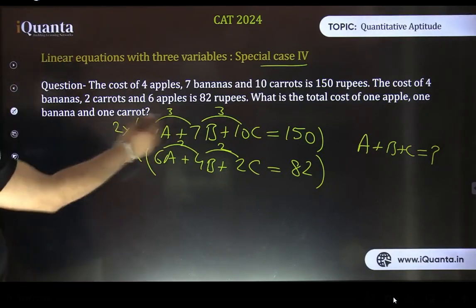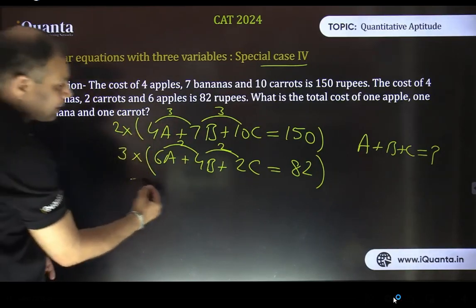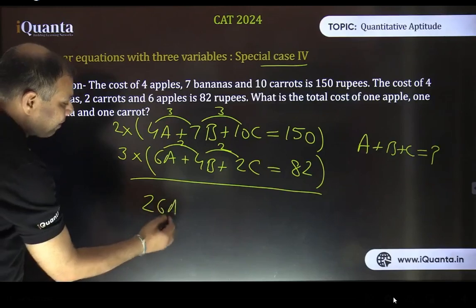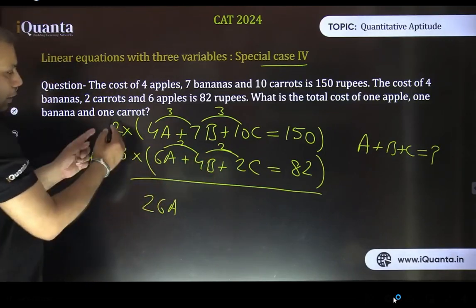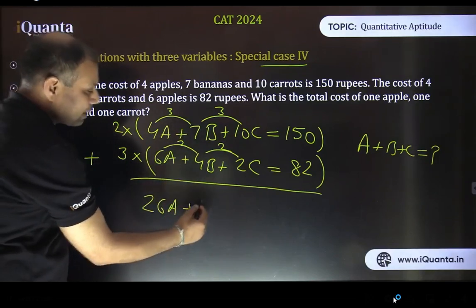Okay, so now simplify. 4 into 2 is 8a and this is 6 into 3, 18. 18 plus 8, that makes it 26a, right? I'm just adding the two equations. Next, 2 into 7, 14 and 3 into 4, 12. So 14 plus 12, that is 26b.